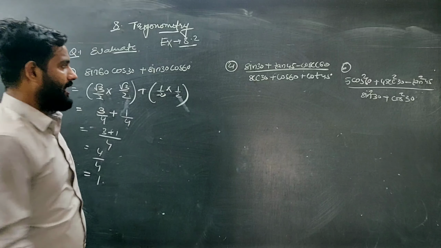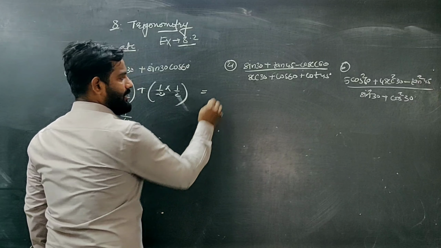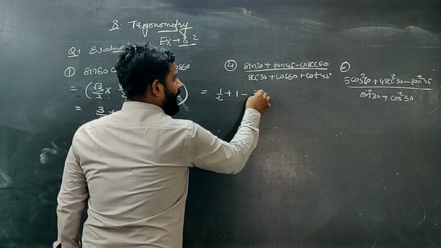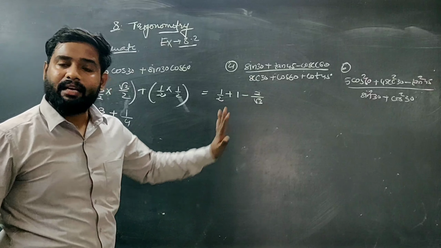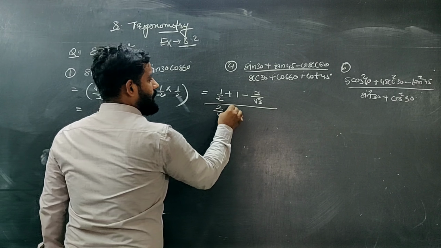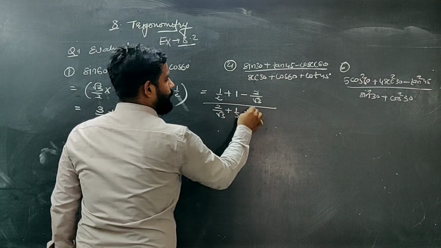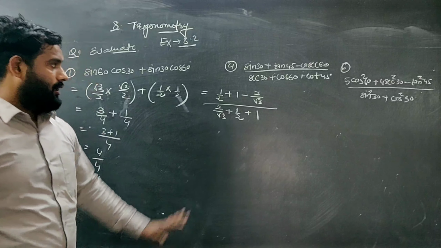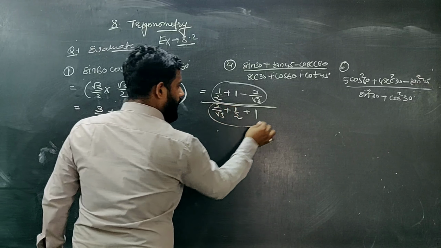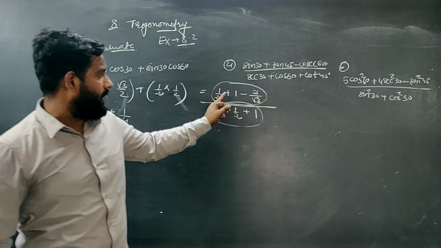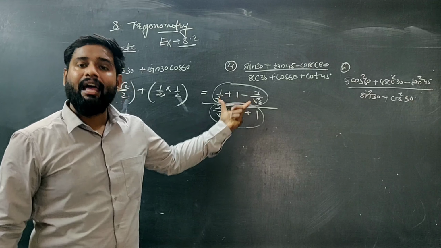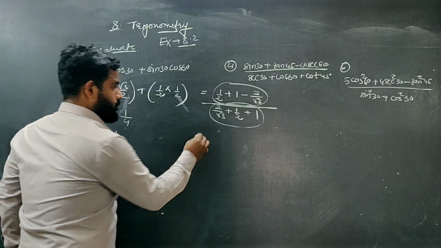Now let us move towards the fourth question. Sin 30, from the table it is half, tan 45 is 1, cos 60 is half, and sec 30 is 2 by root 3. All these answers have come from the table. Sec 30 again 2 by root 3, cos 60 is half and cot 45 is 1. Now here, this is your big division, this is your numerator, this is the denominator. The numerator contains more than 2 terms, and the denominator also has more than 2 terms. Take the LCM in the numerator as well as the LCM in the denominator. So what will it become?